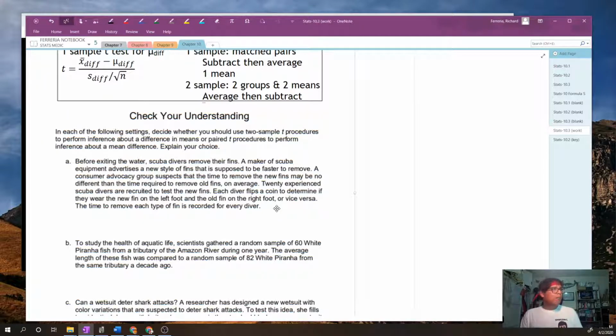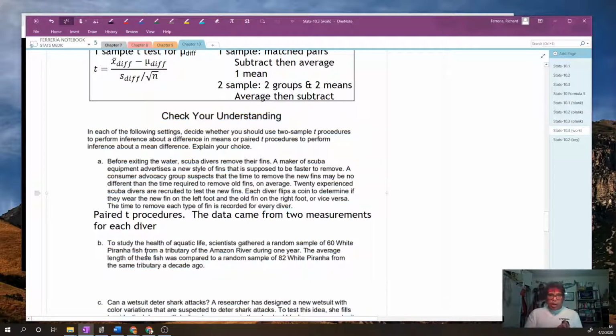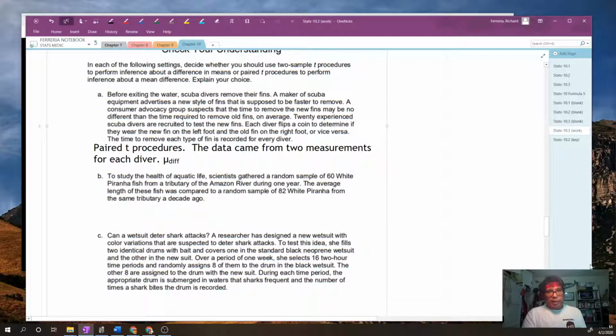So what do we think? Is this a paired procedure or is this a two-sample procedure? Based on the fact that you're getting data paired, basically the pair is the diver's left foot and the diver's right foot, this looks like it's going to be paired t procedures. This data comes from two measurements from the same diver, indicating that these are paired differences. So for paired procedures, you would use mu diff. Okay, let's keep on going.